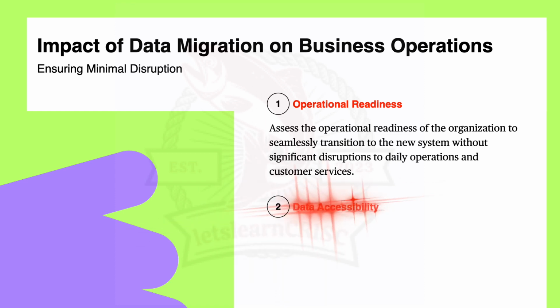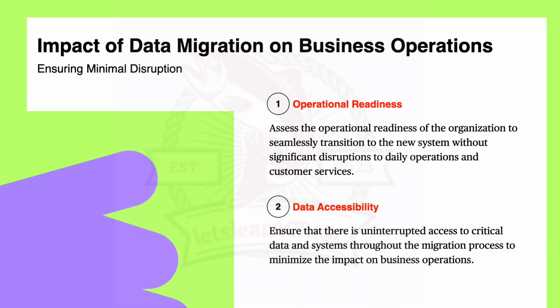Next is data accessibility. Friends, under data accessibility, we ensure uninterrupted access to critical data and systems during the migration process to minimize the impact on business operations, right? Similar to ensuring your computer and files are always accessible, maintaining uninterrupted access to critical data during migration minimizes disruption to daily business operations, right?